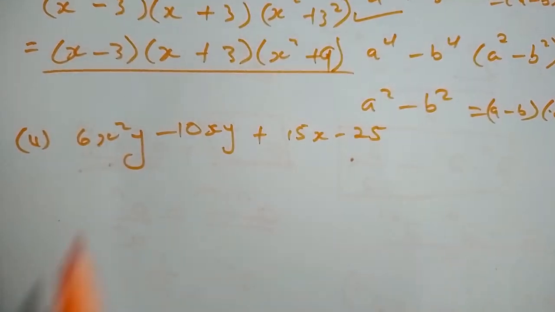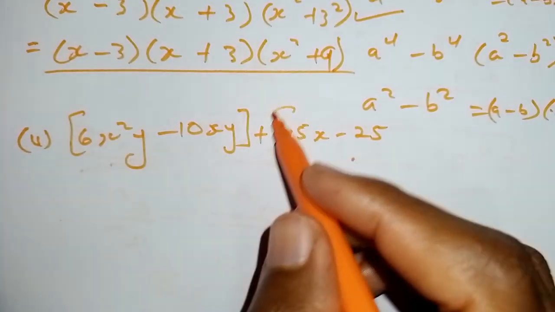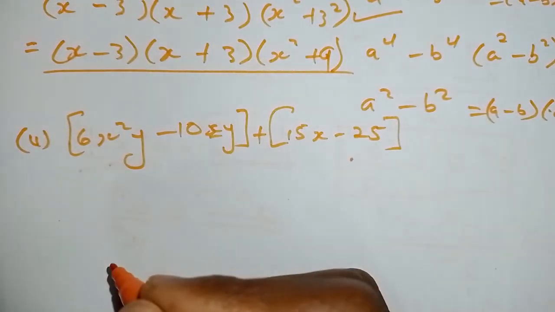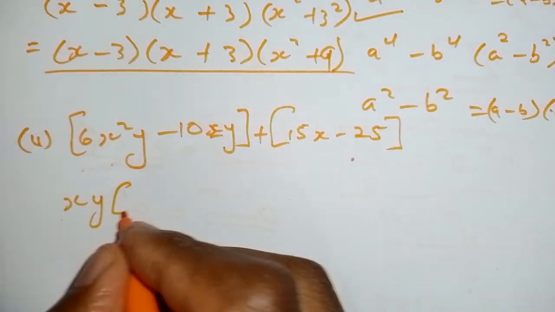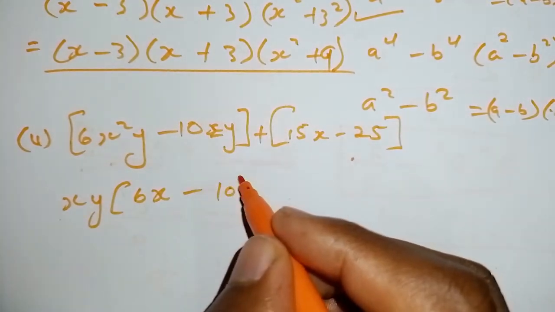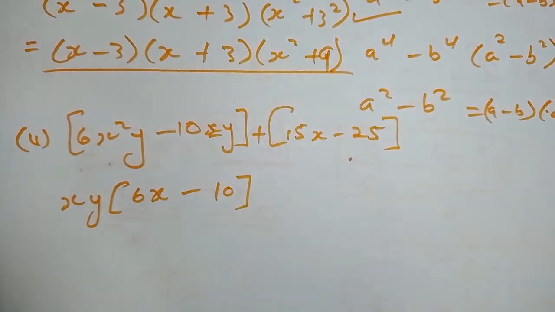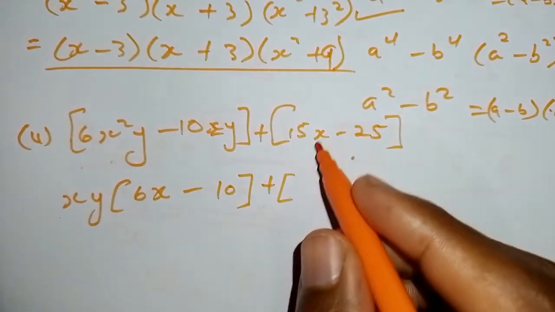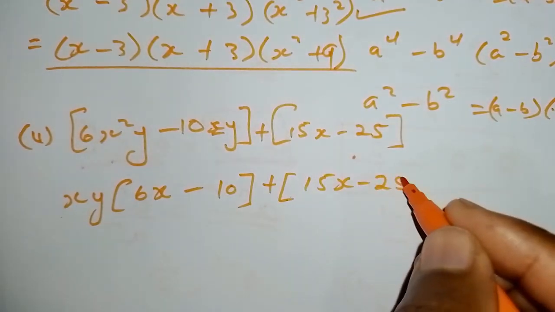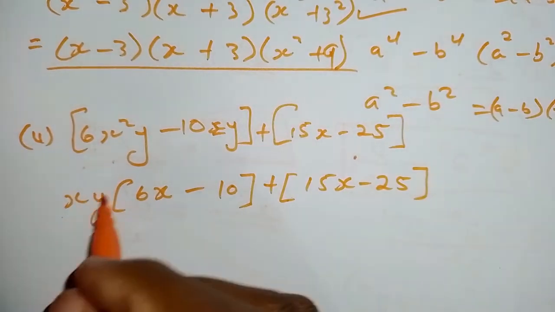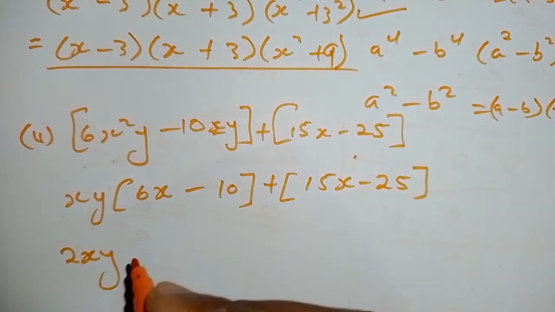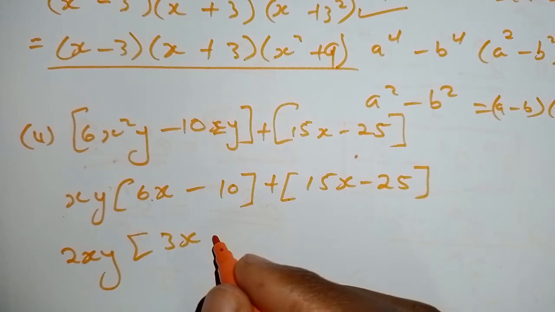Okay, now we have this one. We group them, and this we group them, right? After grouping them, what is my common factor? My common factor is xy. I'm going to have xy into 6x minus 10. But I still have another common factor, but I'll show you what to do. Plus, into this, what is my common factor here? My common factor is 3. Let me just write it as it is, minus 25. What is my common factor? My common factor is actually 2. So I'm going to have 2xy into 3x minus 5.